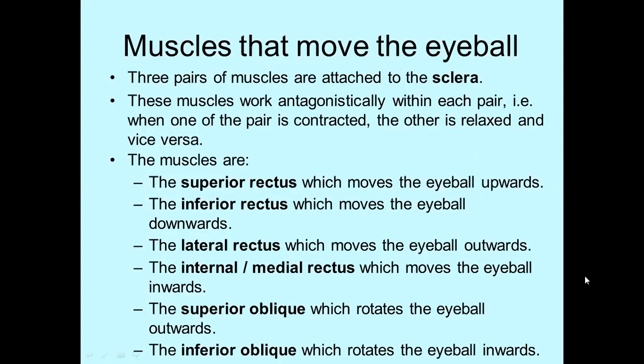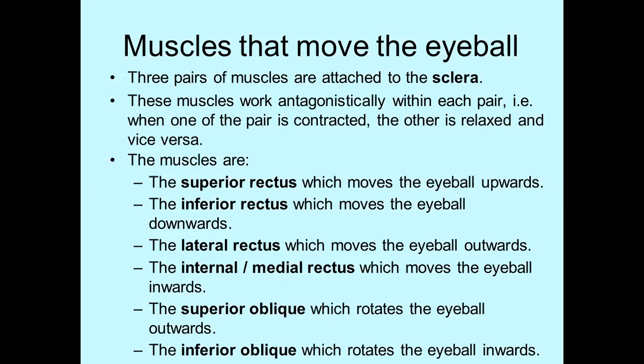Okay. Then there are muscles that attach to the eyeball. Extraocular, in other words, outside the eyeball. And these are muscles that work in pairs, and they move the eyeball. Okay, so within each pair, the muscles are said to work antagonistically to each other. And you know this term because you learned about it last year when you learned about the biceps and the triceps muscle. When one is contracted, the other is relaxed, and vice versa.